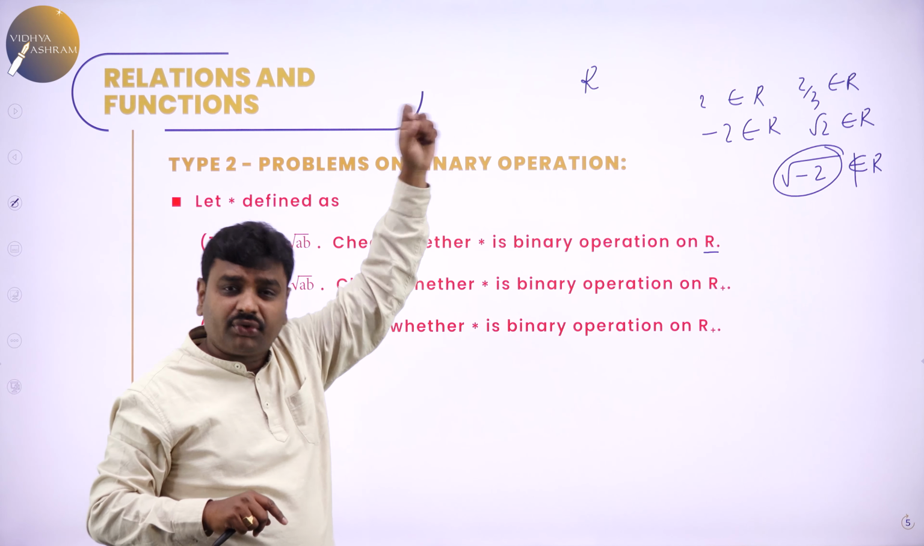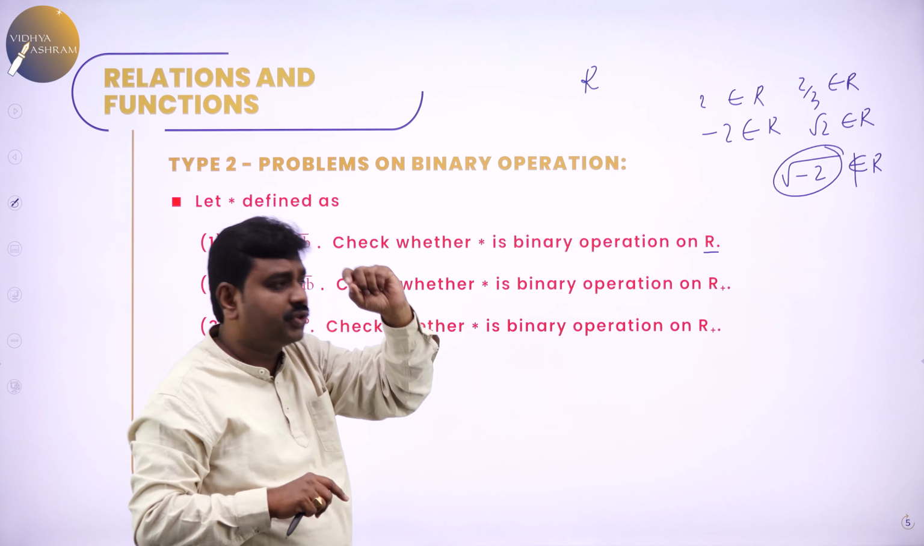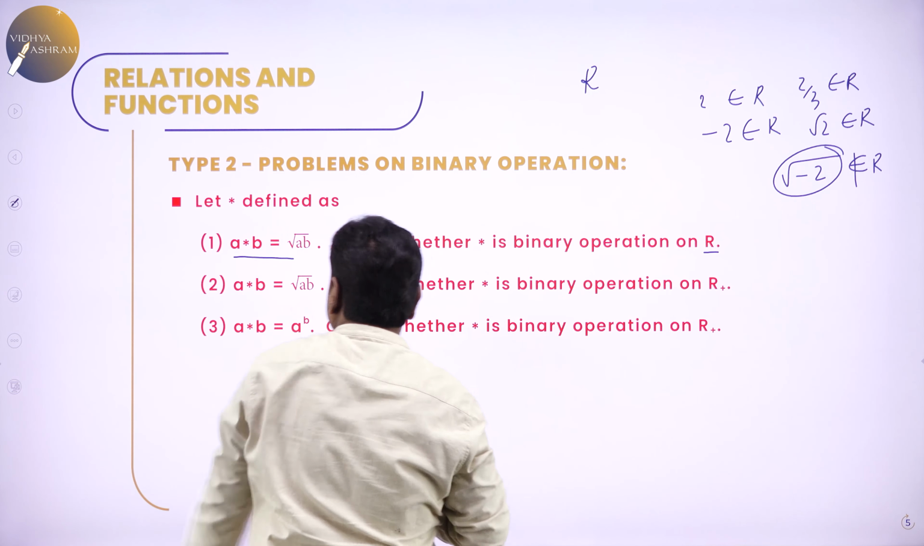Integers are real numbers, whole numbers are real numbers, natural numbers are real numbers. Under the root, if you get negative, it is not real. That much if you know, it is more than sufficient to solve this.